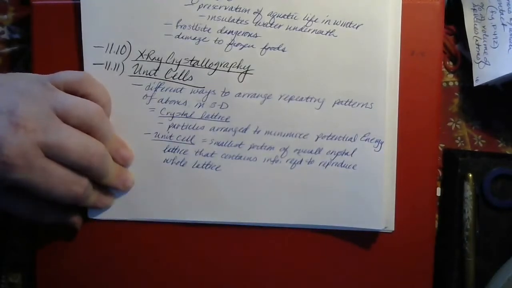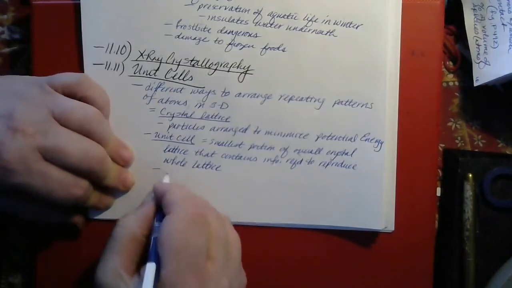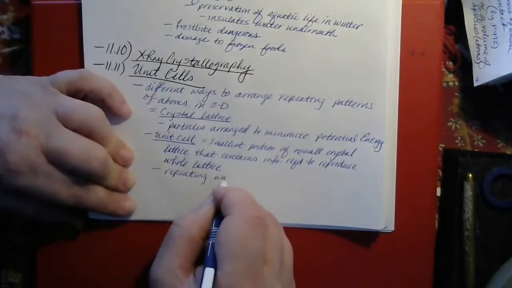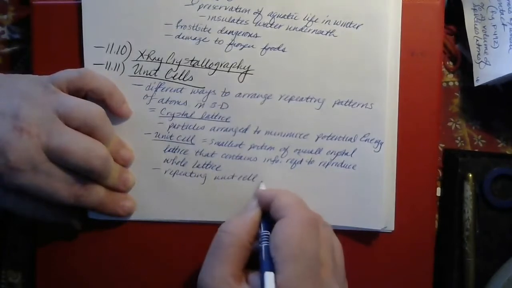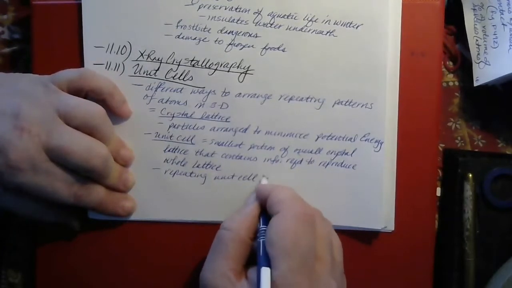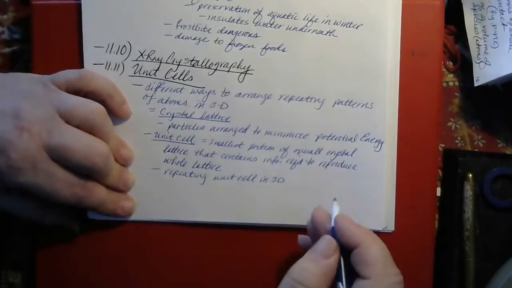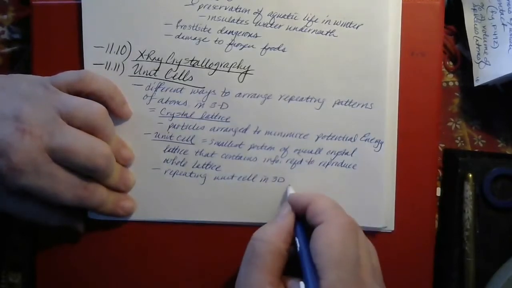Okay, so if you just repeat the unit cell over and over again in 3 dimensions, that'll reproduce the entire crystal structure.